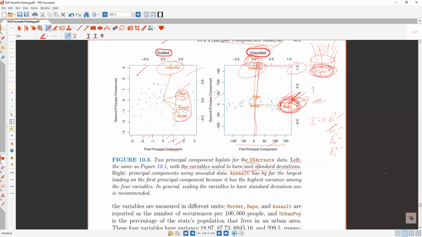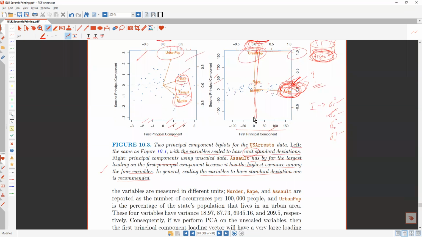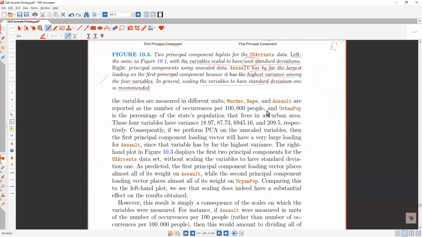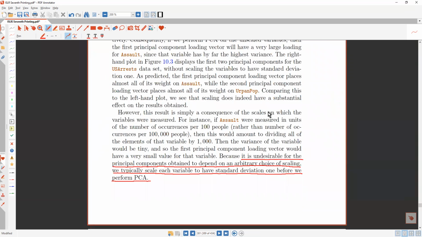So you can draw an appropriate conclusion. This is what they're saying down here: assault has by far the largest loading on the first principal component because it has the highest variance among the 4 variables. Scaling the variables to a standard deviation of 1 is recommended. But again, that doesn't mean the unscaled is wrong. PCA is doing what it's supposed to be doing.